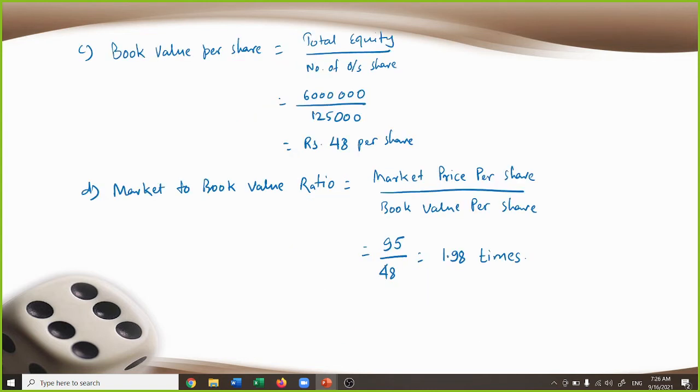So let's move to the next question. Book value per share can be calculated by dividing total equity by the number of outstanding shares. Total equity is 6 million, which means we have to write 6 zeros after 6. That's rupees 48 per share. Rupees 48 per share is the book value per share.